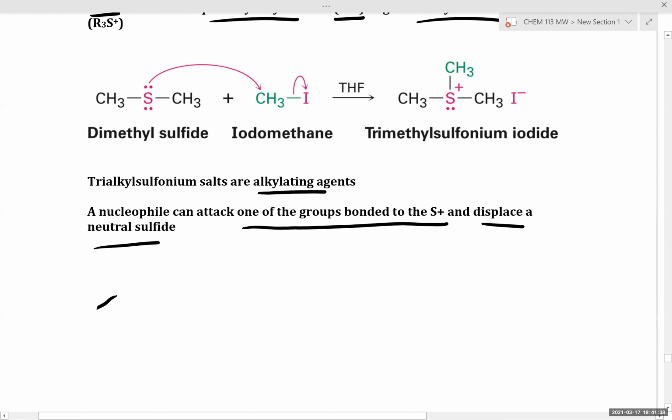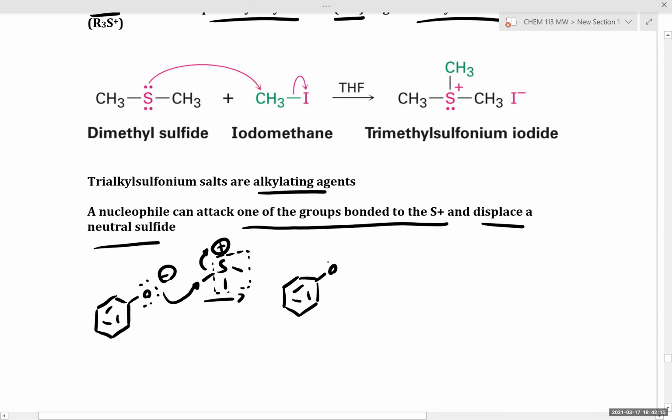So for example, if you take the phenoxide anion and you treat it with trimethylsulfonium, in this case, it's best to think of this sulfide as a leaving group. So when our nucleophile attacks our electrophilic carbon, we can kick out a wonderful sulfur leaving group, and thus we get our desired ether along with dimethyl sulfide as a byproduct.